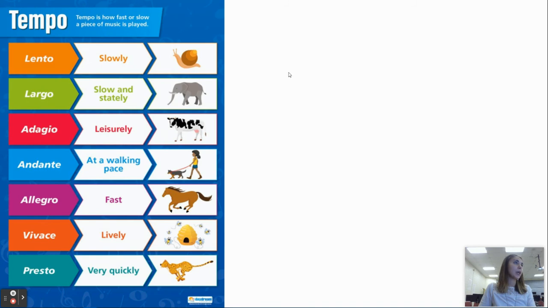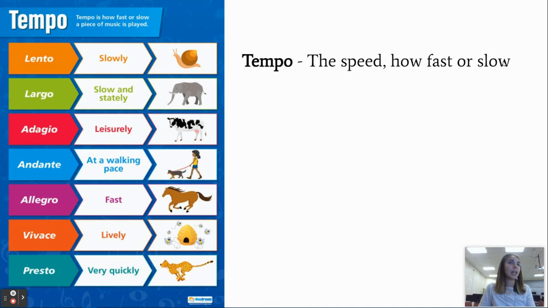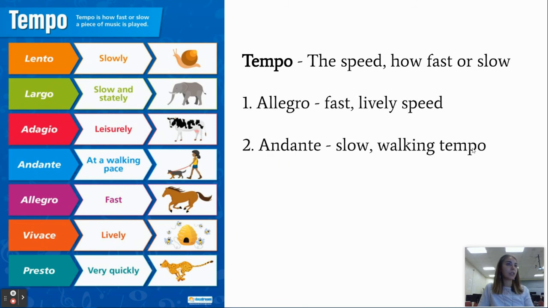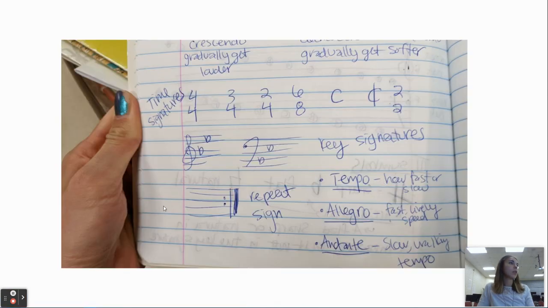Then we have tempo. Remember, tempo is the speed, how fast or slow you're going. So some tempos that we see often in music are andante, like a slow walking pace, allegro, like a faster pace, right? Fast, lively, andante, slow walking tempo.